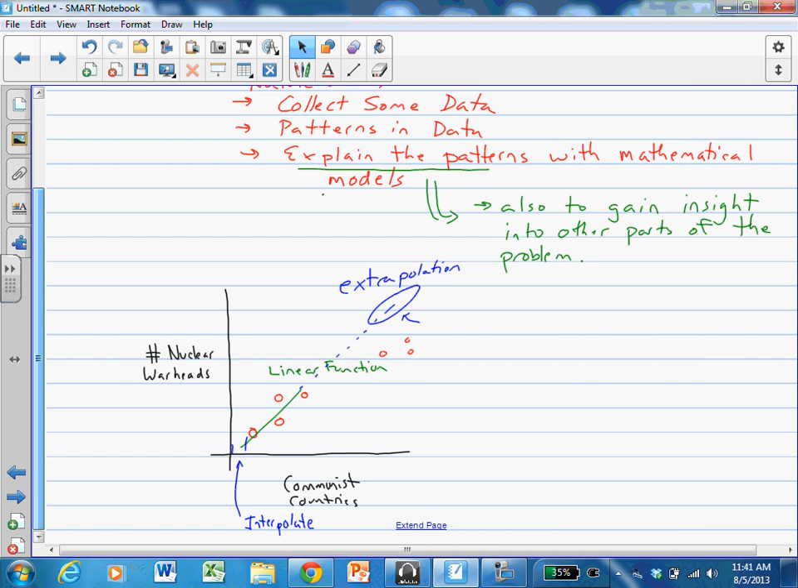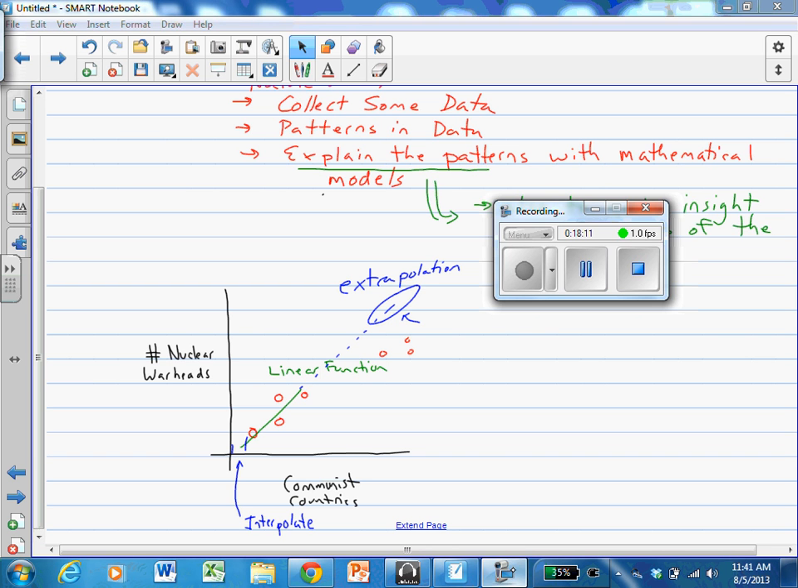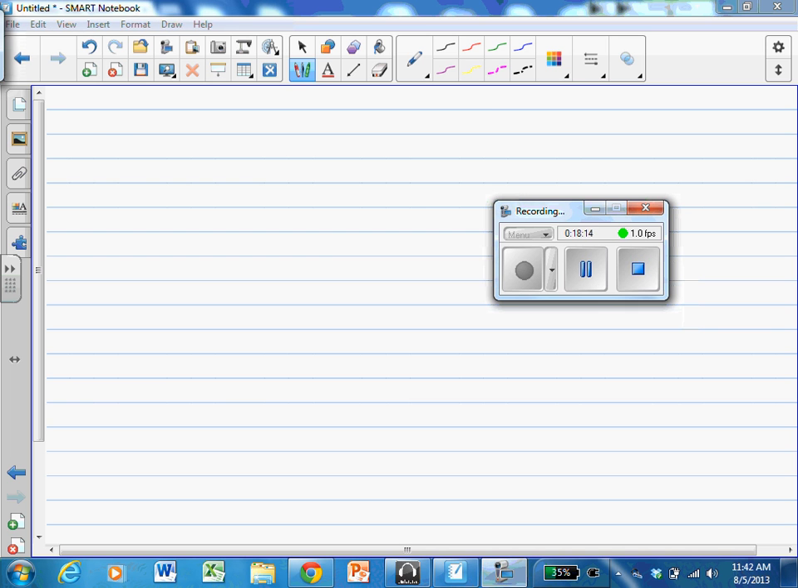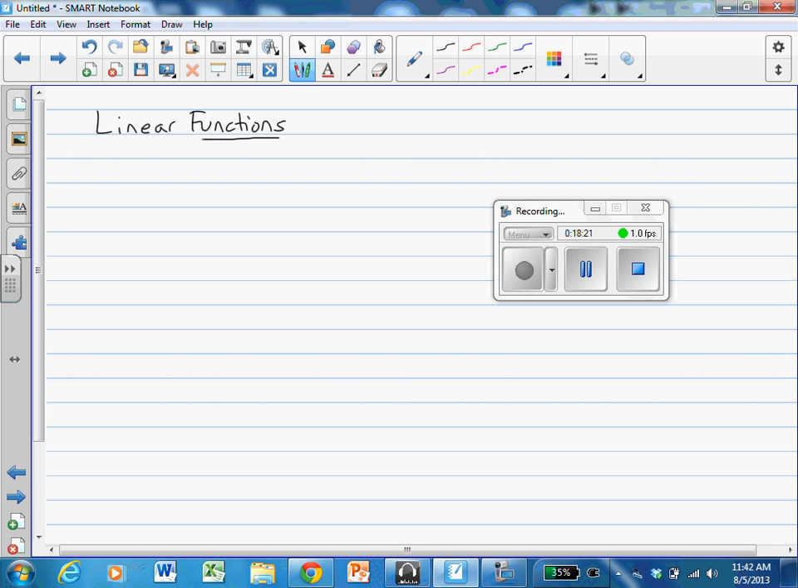So let's look at some of these elementary functions and talk a bit more about linear functions. Linear functions are the easiest ones to recognize because they're straight, right? Straight lines. Simple functions.